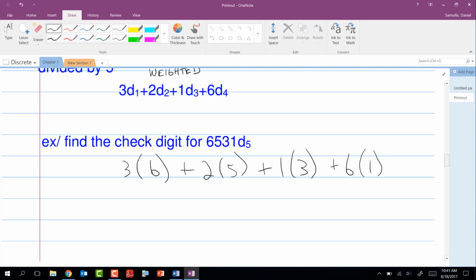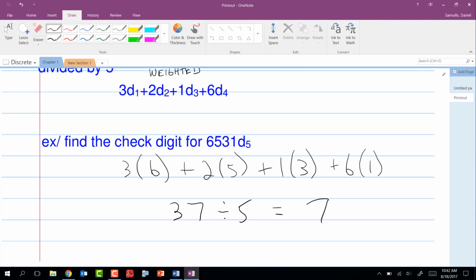I think it's 37 from last hour. Did anyone do that ahead of time? Is it 37? Yeah. Okay, now we take this weighted sum and divide it by 5. And now here's your fractions 101. Drives me nuts how many students can't do this. How many times does 5 go into 35? 7. What is 7 times 5? 35. What's the remainder? 2.